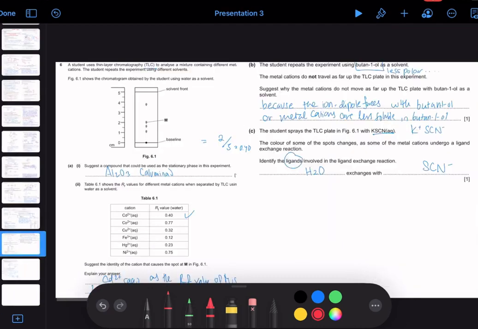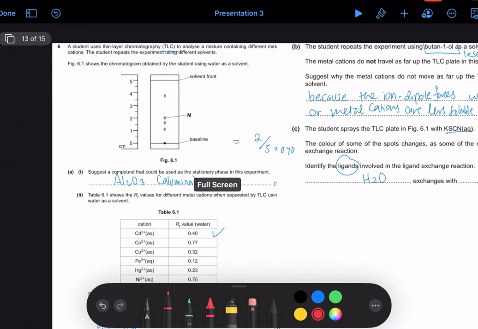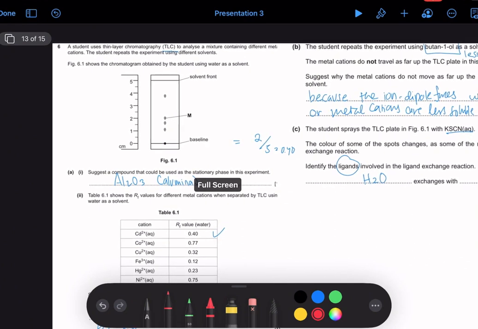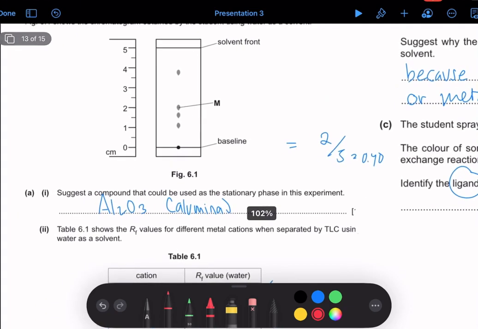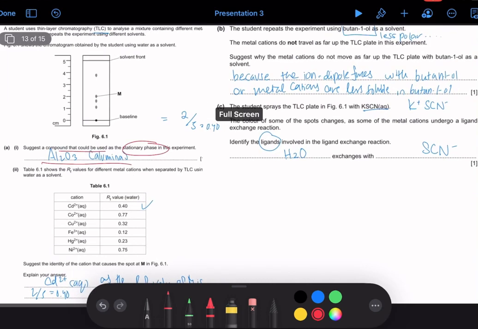Alright, question 13. So a student is using thin layer chromatography, TLC, to analyze a mixture containing different metal cations. The student repeats the experiment using different solvents. Alright, suggest the compound that could be used as a stationary phase. Again, we just learned this, Al2O3, also known as your alumina.